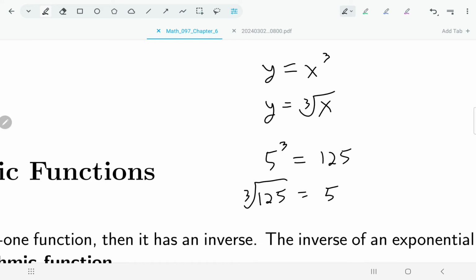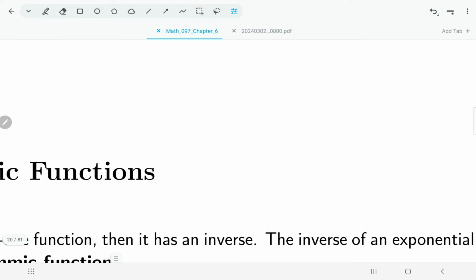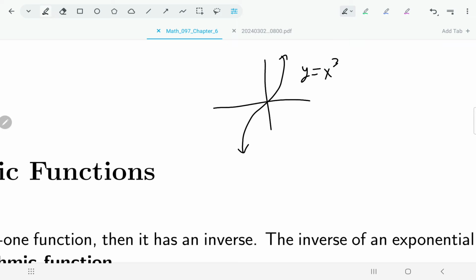The other idea we had was that for an inverse function to exist, the function needs to be one-to-one. That was the reason we knew y equals x cubed had an inverse: the graph of y equals x cubed passes the horizontal line test. Any horizontal line goes through the graph of y equals x cubed no more than once.